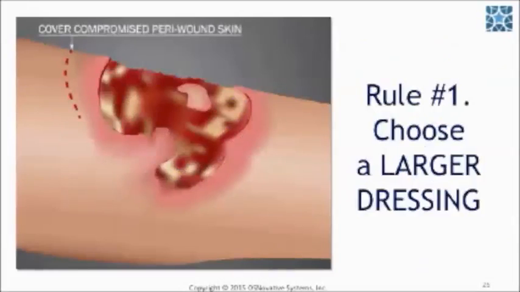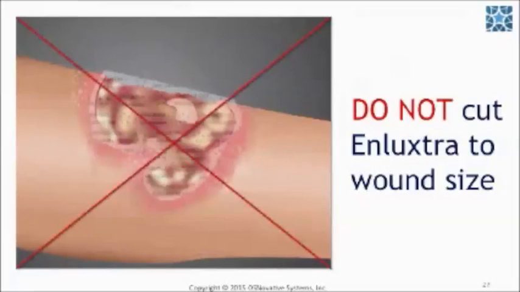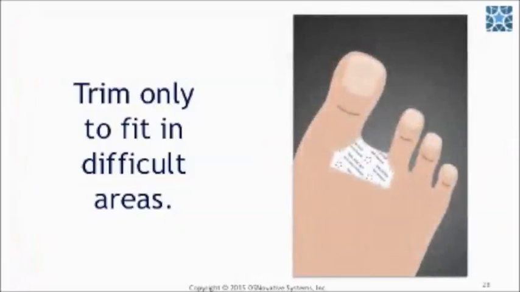Rule 1. Choose a larger dressing size. Always use a dressing large enough to cover the compromised peri-wound skin and to overlap the healthy skin by at least 1 inch. If the dressing is too small, the skin and wound bed may become macerated, and healing will be delayed. Do not cut the dressing to wound size. Instead, trim if it needs to fit into a difficult area or interferes with body part movement.